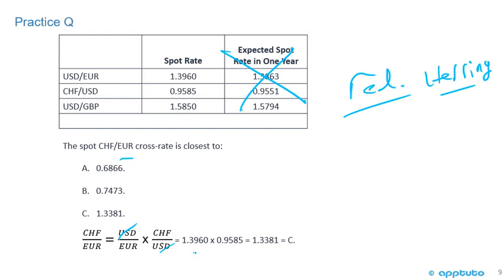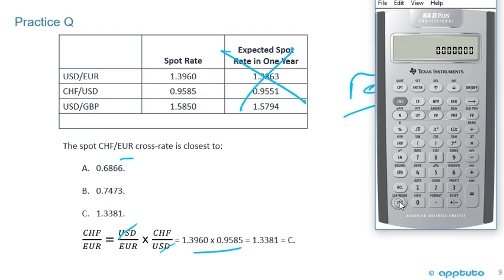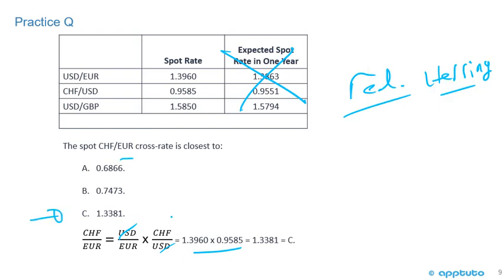You can see in this case, we're just doing the multiplication, bring up the calculator. And so as I said, if you're good at these calculations, you can see this is a lot quicker than 90 seconds. It's just 1.396, and then you're going to multiply by 0.9585. There's no inversion of any of these terms, 1.38066. So it's closest to C, okay?